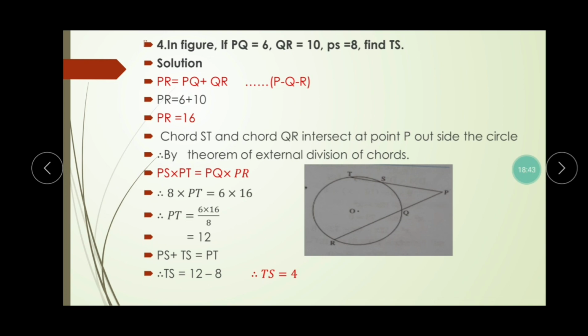Now here we have used what? Very first one, the property of betweenness, second the theorem of external division, and again the property of betweenness to find all the respective values. So PR turns out to be 16, PT after calculation we get 12, and TS is equal to 4.